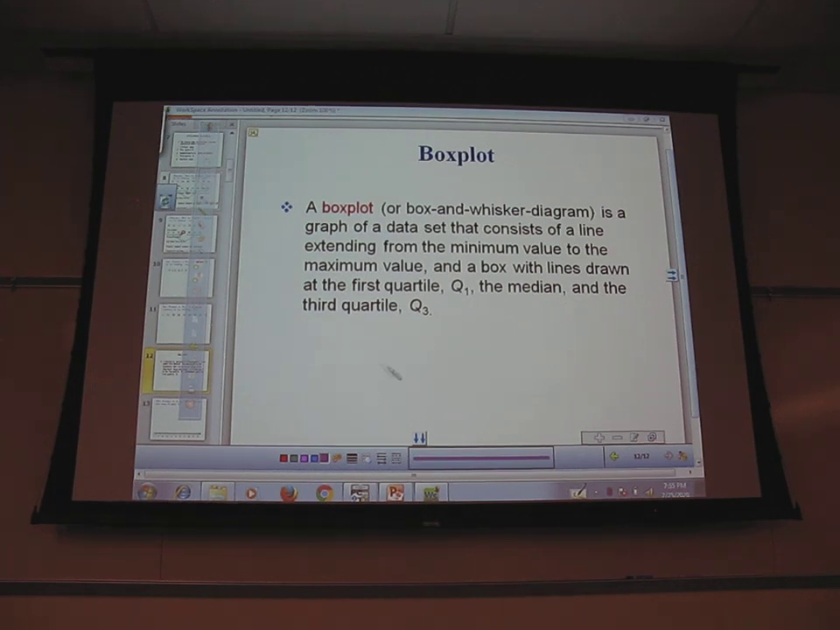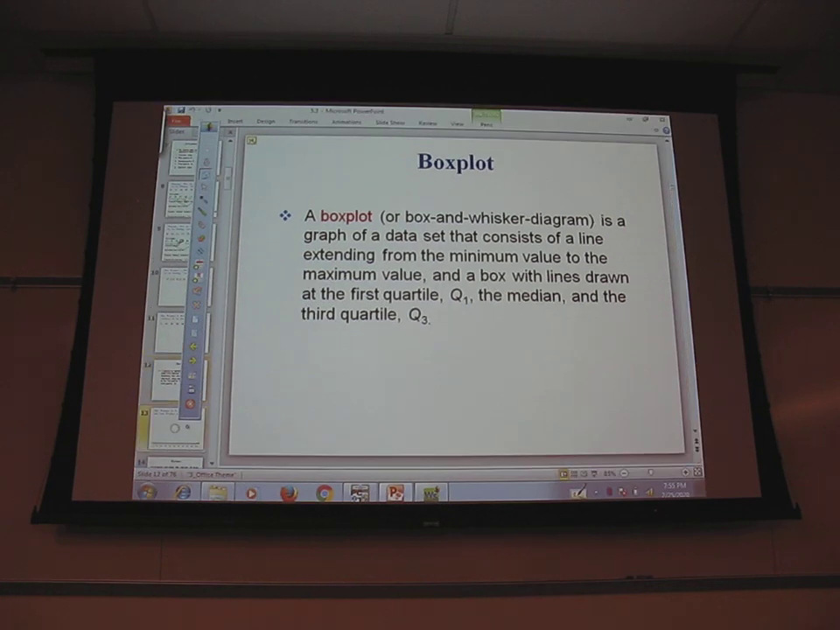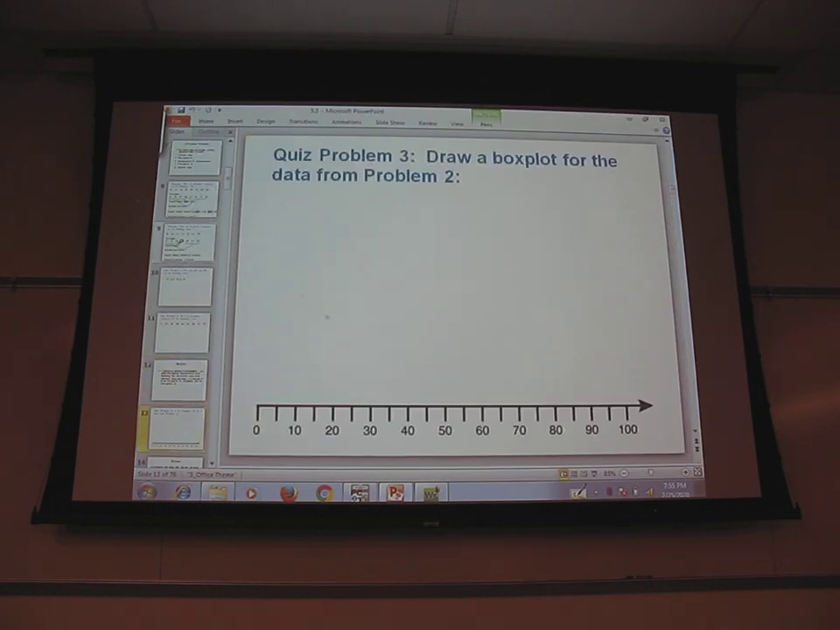Good. So in other words, you're going to draw it through wherever your Q1 is, wherever your Q3 is, wherever your Q2 is, and then you're going to draw a box through them and then out to your min and max, wherever they are. So here's your quiz problem number 1.